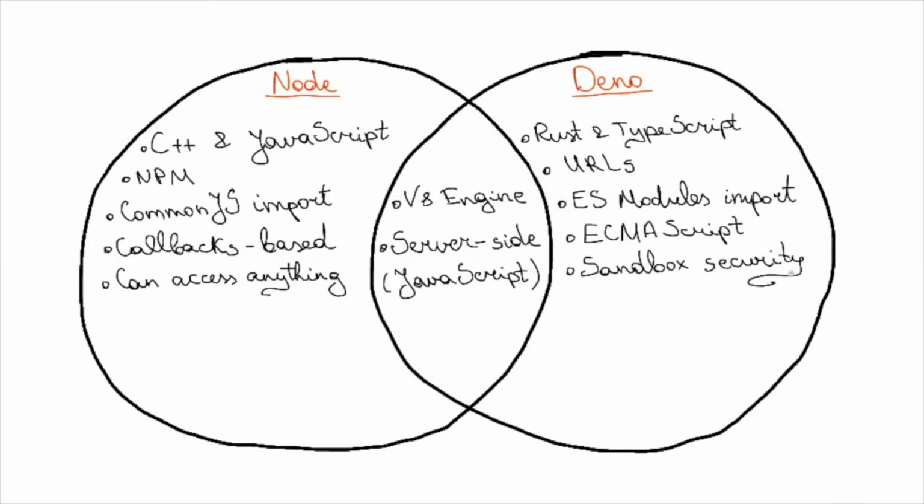A program written in Deno can only access the permissions set to the executable as flags by the user, and that's really powerful in terms of security.